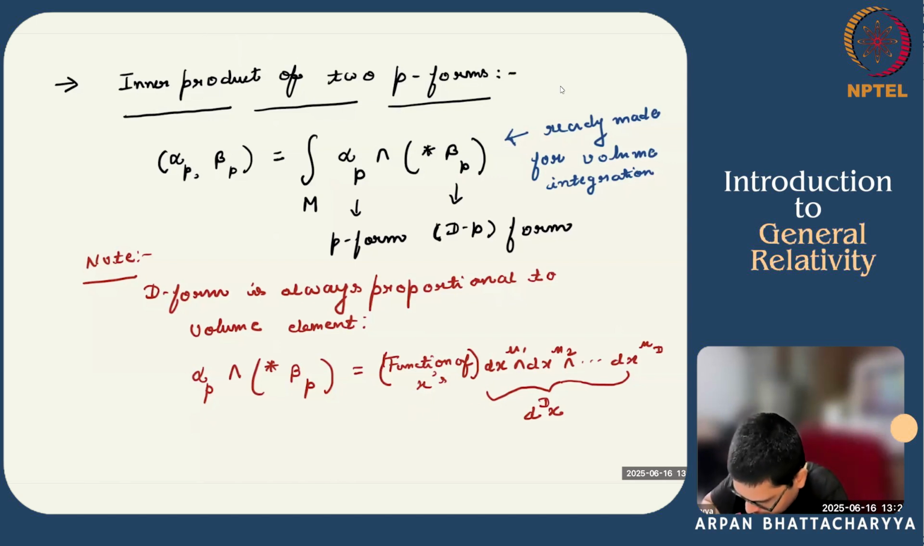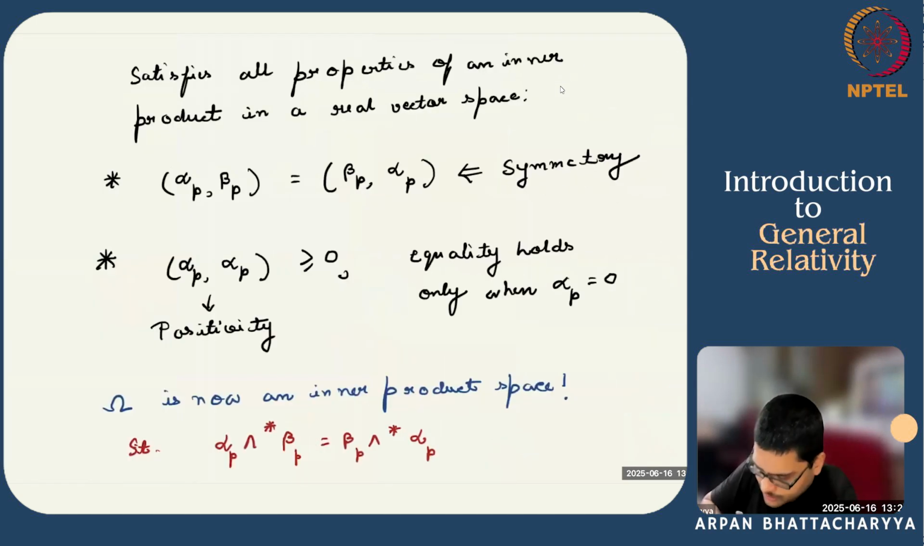There will be some number, or in general a function, coming from the components of these two, which we write here. Remember that eventually it's a D-form, so it will have a basis dx mu1 wedge dx mu2 up to dx mu D, and this is nothing but the volume element. So you can see that you can write this volume integral neatly using this form language, and you can define this for any p-form, and it satisfies all the properties of the inner product in a real vector space.